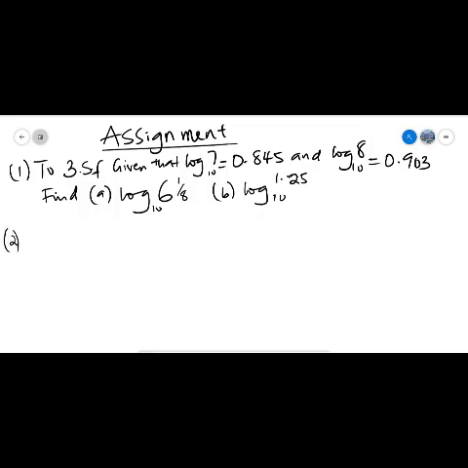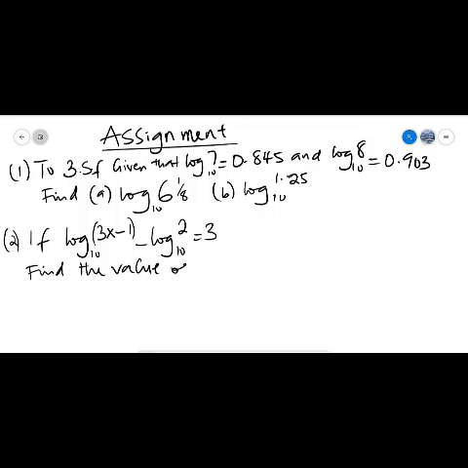Secondly, if log (3x minus 1) base 10 minus log 2 base 10 is equal to 3, find the value of x.